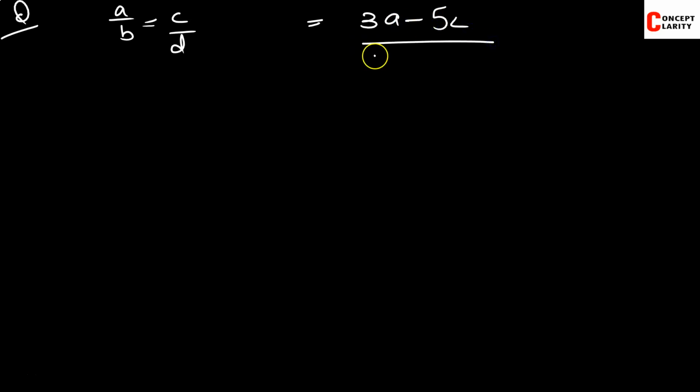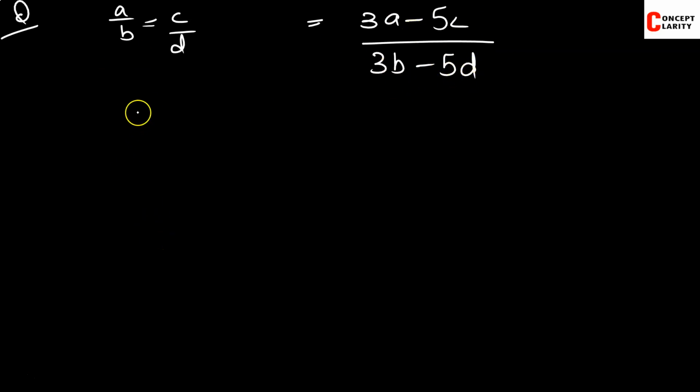Okay, the question says: if a by b is equals to c by d, that is they are in proportion, then prove that each ratio is equals to 3a minus 5c upon 3b minus 5d. We have to prove this. Okay, so now what do we have to do in order to get this?